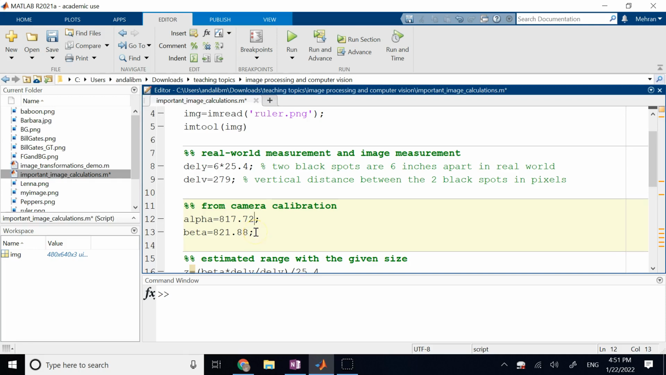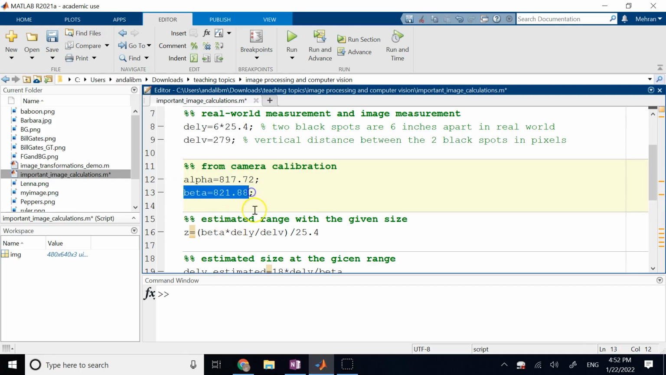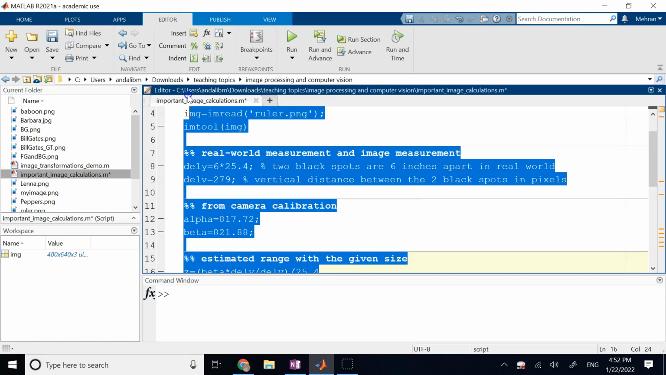And you see in that video, I use camera calibration with the picture of a chessboard, and I could find the intrinsic matrix K, and in that intrinsic matrix I had alpha and beta, these 2 numbers. This picture is taken with the same camera I calibrated. So this is the alpha and beta, and then here I use this beta, and you see beta delta Y divided by delta V divided by 25.4 to convert it back into inches. This is the distance that I think I have taken the picture of that ruler from the camera.